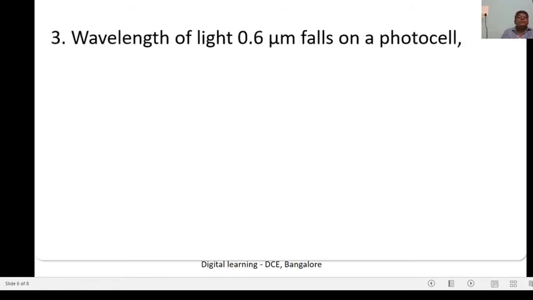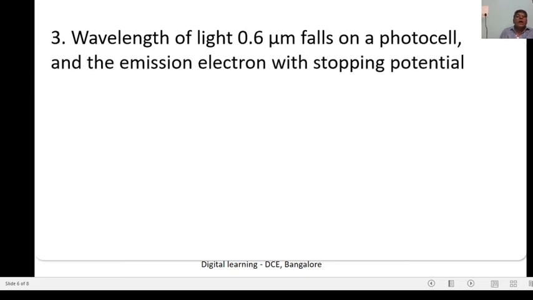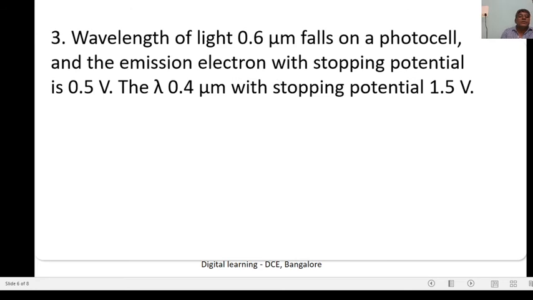Another problem: light of wavelength 0.6 micrometer falls on a photocell, and the emitted electrons have a stopping potential of 0.5 volts. For light of wavelength 0.4 micrometer, the stopping potential is 1.5 volt. Then calculate h by e. So this is the numerical problem.